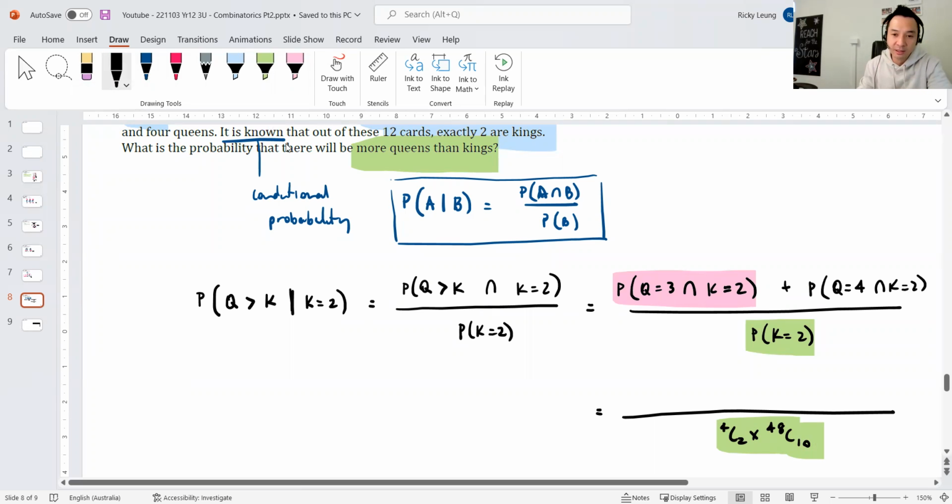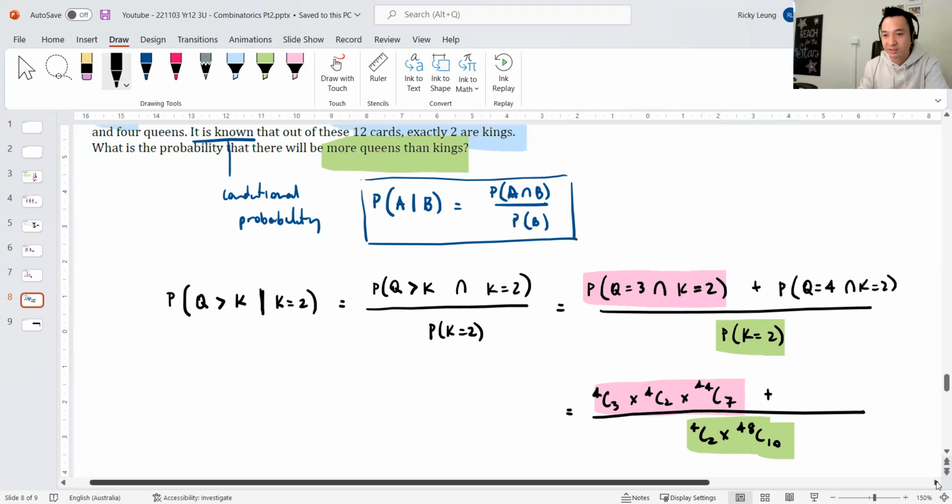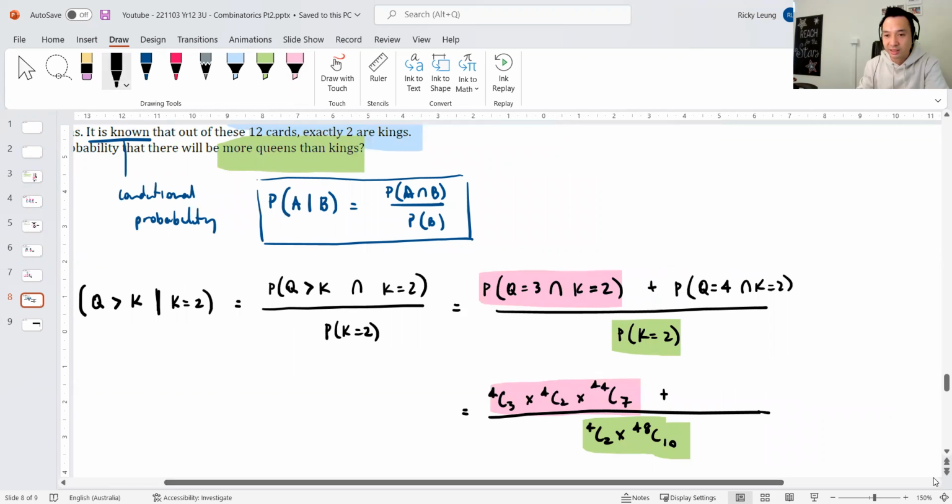So pretty easy. I've got 4 queens, choose 3. I've got 4 kings, choose 2. And I don't want any more queens and kings, so from the other 44 that are non-queen or non-king, choose 7. You just have to work through it. I think this question is harder to get started, but once you get started, it's actually pretty easy.